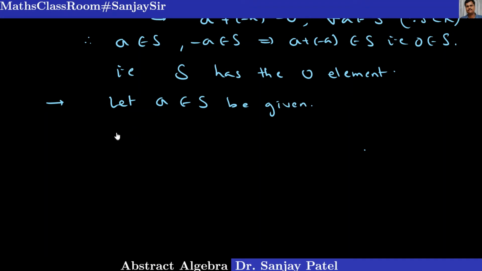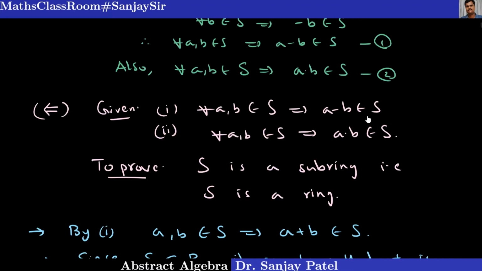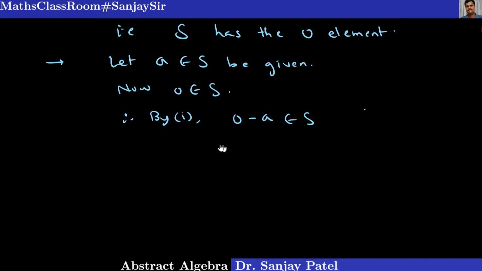And now 0 belongs to S. So therefore, by the first condition, which is given in the hypothesis, I can say that 0 minus A belongs to S. See the condition given. For every x, y belongs to S, x minus y belongs to S. So I am putting A equal to 0 and B equal to A. So I will get 0 minus A belongs to S. That is, minus A belongs to S.